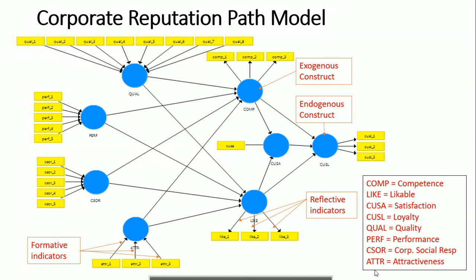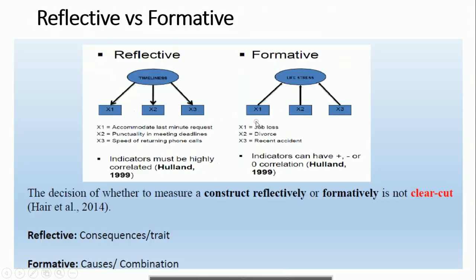So here, COMP is competence, like is likable, CUSA is customer satisfaction, CUSL is customer loyalty, QUAL is quality, PERF is performance, CSOR is corporate social responsibility, and ATTR is attractiveness. So maybe later we are going to use this model.